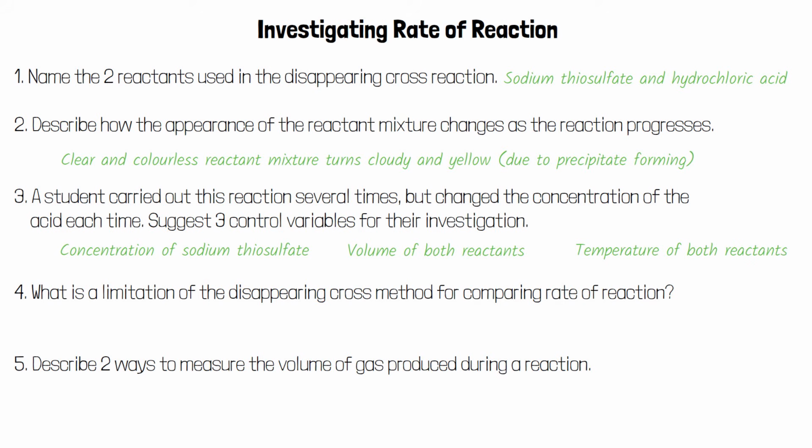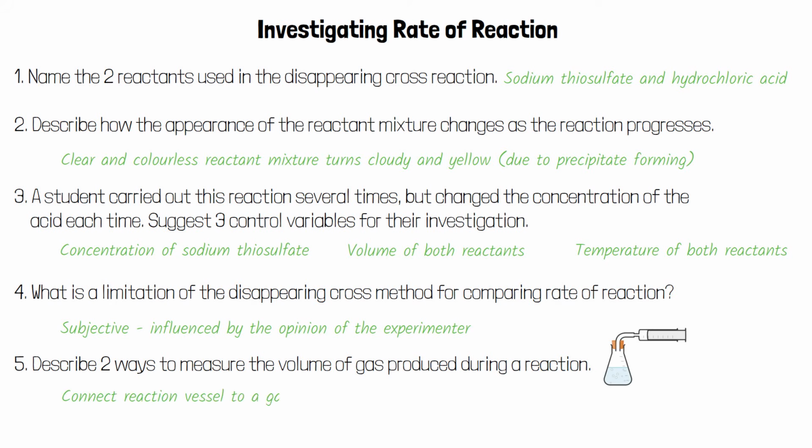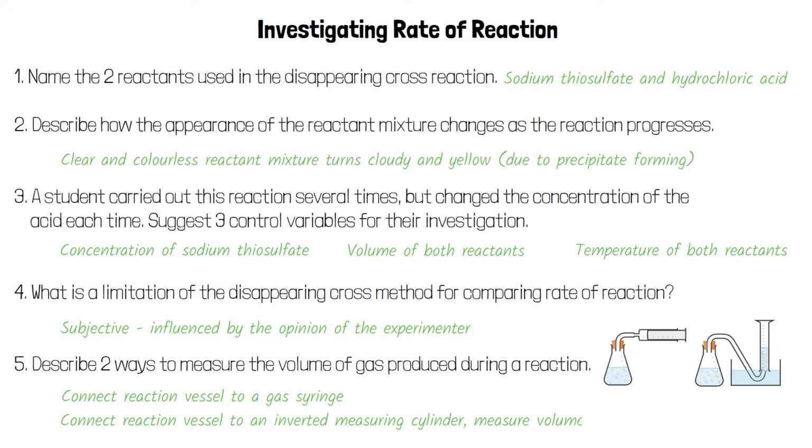A limitation of the disappearing cross method for comparing rate is that it's subjective. It's influenced by the experimenter's opinion on when the cross has disappeared. Two ways that we can measure volume of gas produced are to connect the reaction vessel to a gas syringe, or to connect the reaction vessel to an inverted measuring cylinder and measure the volume of water that's displaced.